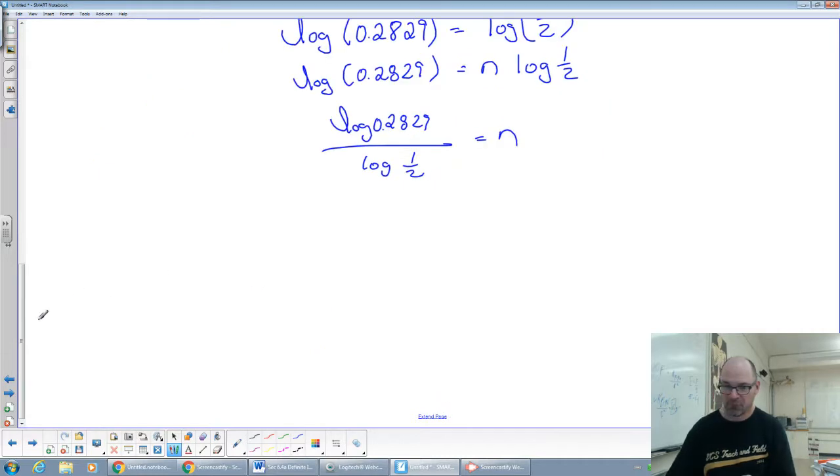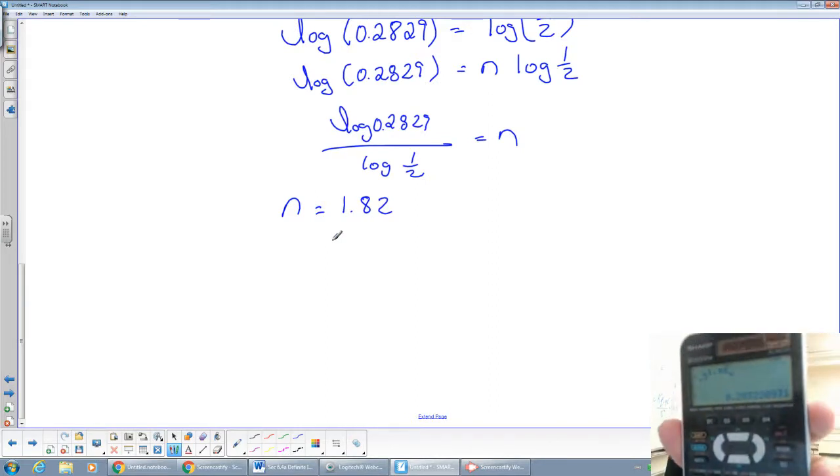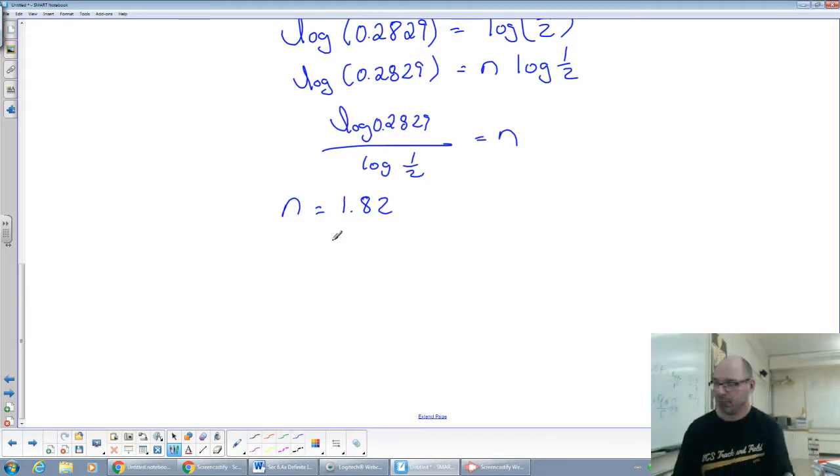Okay, that's not our time though. So n equals 1.82, and you're like, hey, wasn't it 1/2 to the power? See, what I ended up doing when we were guessing and checking, I think I used 2, not 1/2. So let's go 0.5 to the power of 1.82, just for a double check. Okay, and it worked out. So this is our n value.